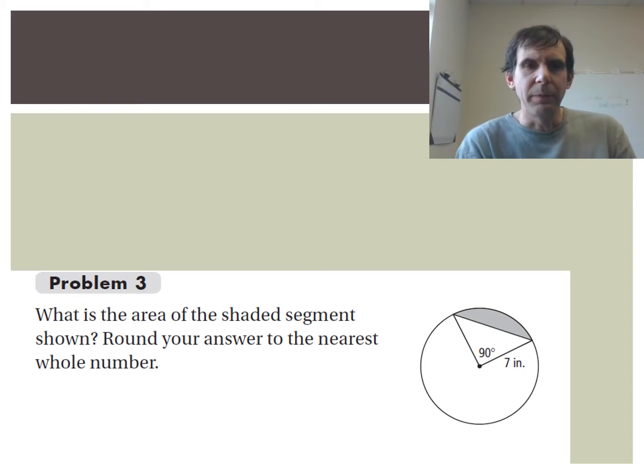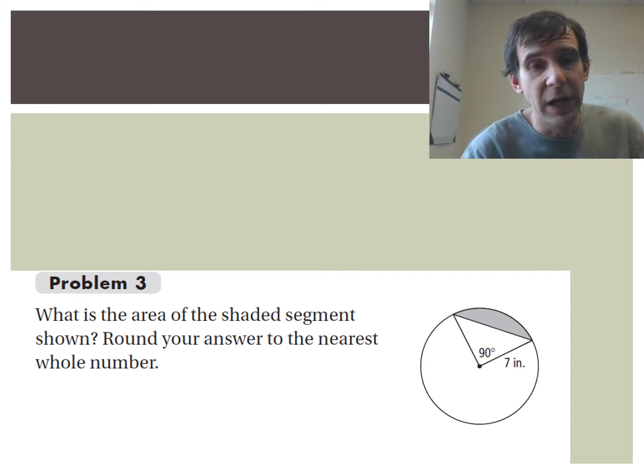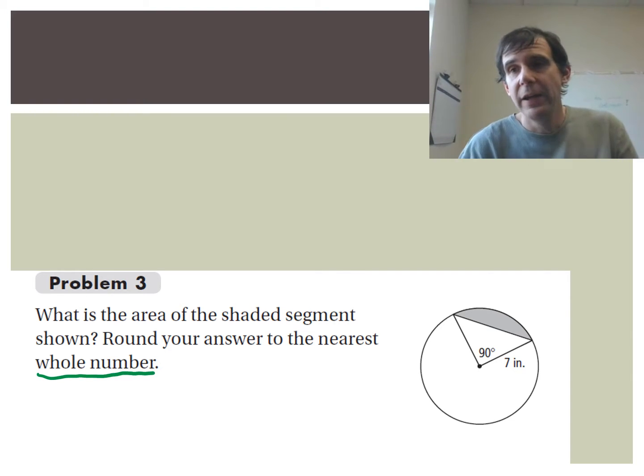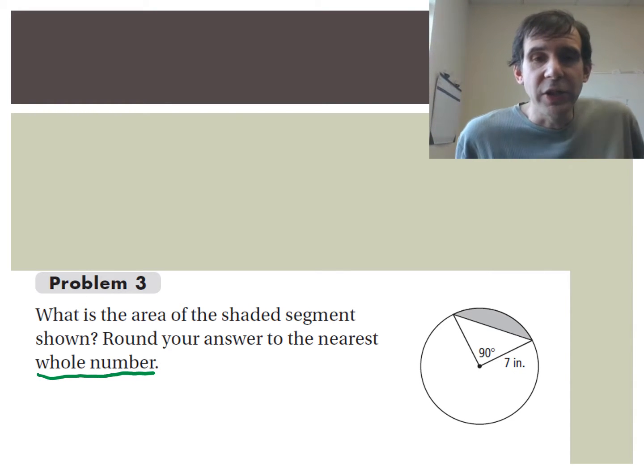Okay, let's see. Problem 3. What is the area of the shaded segment shown? Round your answer to the nearest whole number. Okay, so we're not going to leave this one in terms of pi. So your calculator will be your friend in this one. So what is the area of the shaded segment?